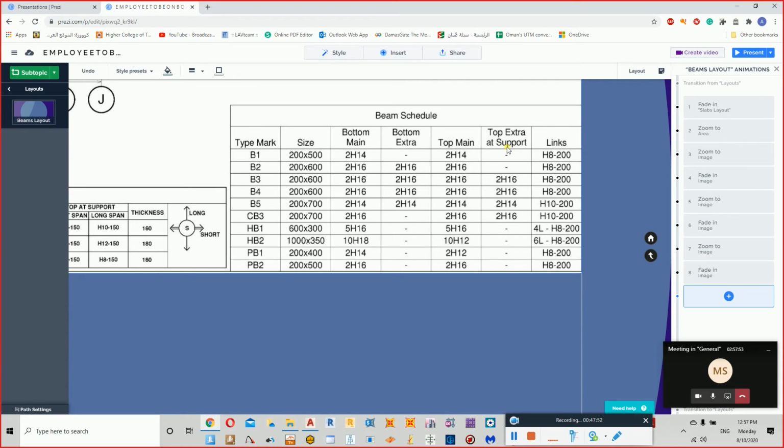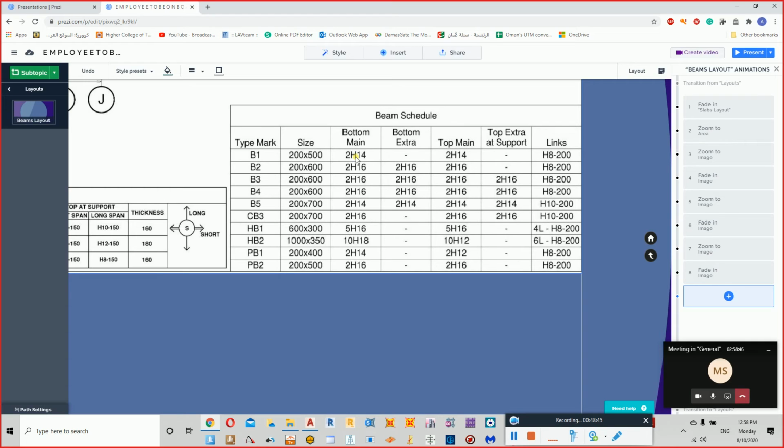If you remember, the bending moment diagram of beams is normally parabolic. At the sides the bending moment is lesser, and in the center the bending moment is more. Normally we provide one bar from the beginning till the end. If that bar is sufficient for both the sides and the center, then one bar is sufficient. So for beam 1, 2H14 is sufficient for the sides and for the center.